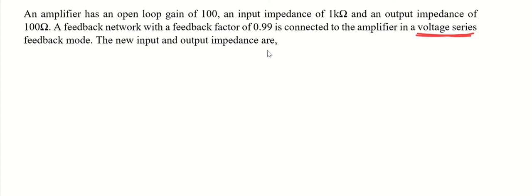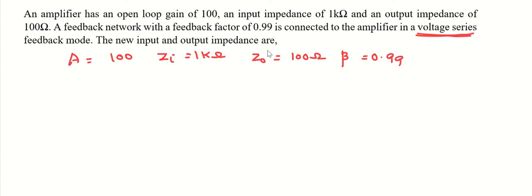Okay. So given the gain A equal to 100 and Zi equal to 1 kilo ohm, Zo equal to 100 ohm. The feedback factor, it is represented as beta equal to 0.99. So the given feedback mode is a voltage series. So the input impedance increases and the output impedance decreases.